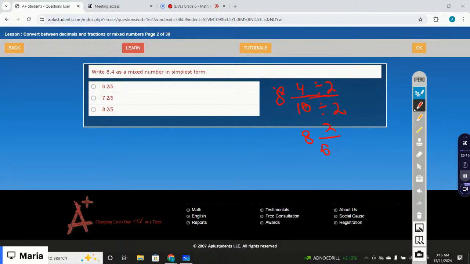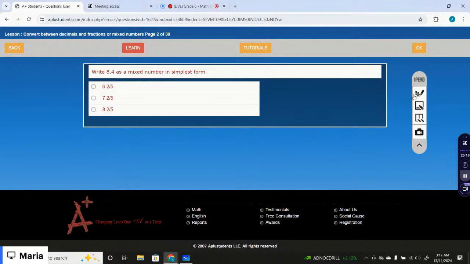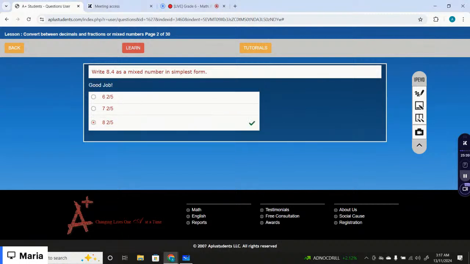The correct option is 8 whole 2 over 5. Option number 3 is the correct option.